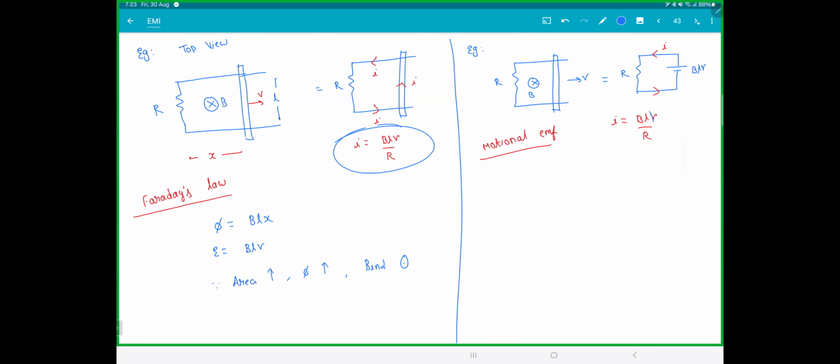At the end of the day, both will give you the same answer. But when things are moving, motional EMF gives you a little more information, like where the EMF is also. If you ask Faraday, boss, where is the EMF?